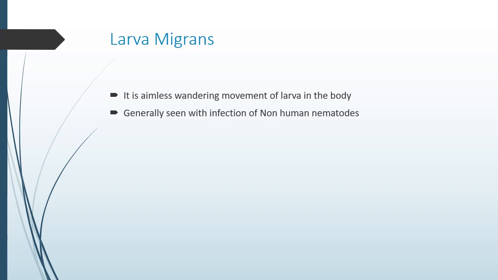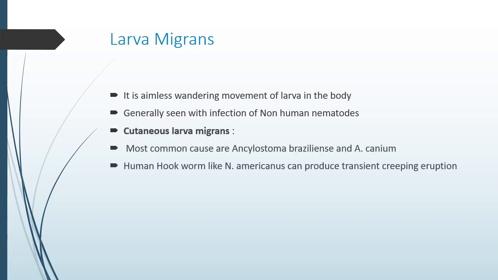So that finishes Strongyloides. Larva migrans are the migrating larvae which are moving aimlessly, wandering in the body. Most of the time the non-human nematodes, when they enter a human by any route, may not be able to complete their life cycle, so they keep moving. So they are known as larva migrans.